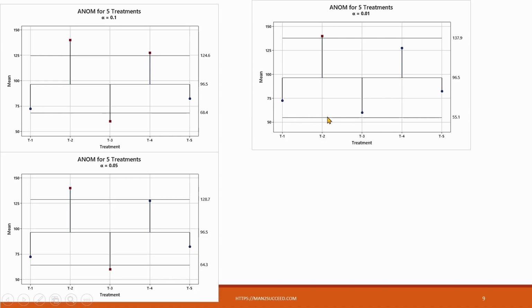Similarly, this 1% value also we have calculated. So at 1%, the spread is more, whereas for 10% the spread is very less. Now you observe here in the first, the 10% value, treatments 1, 2, 3, 4 are all lying outside the limits. Whereas for 5%, two values, treatment 2 and treatment 3, are outside. But for 1%, only treatment 2 is outside.